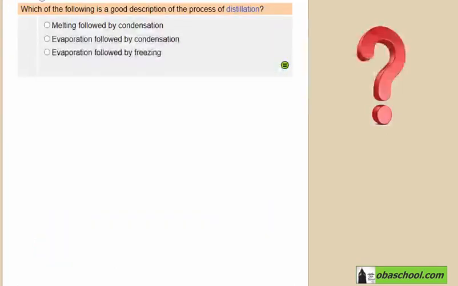Which of the following is a good description of the process of distillation? It's melting followed by condensation. It's evaporation followed by condensation, or evaporation followed by freezing.